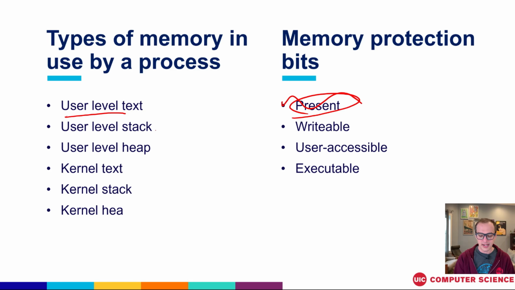So for the user level stack, writable, yes, we want the user level stack to be writable. We want the user level stack to be user accessible. And even though it's storing pieces of information that have to do with executing code, we do not want the stack itself to be executable. So we're going to set the executable bit on the pages of memory which hold the stack as not executable. The user level heap, we are going to have the same set of stuff where we say writable, yes, user accessible, yes, and executable, no. We don't load code into the heap.